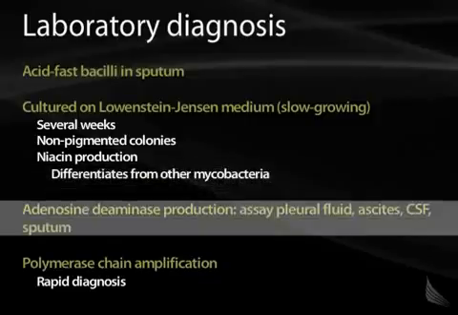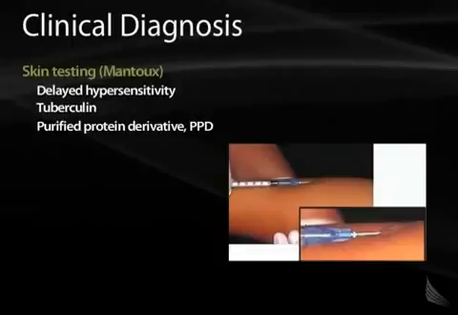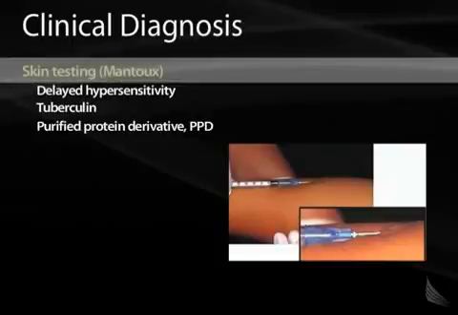You can get adenosine deaminase production. You can assay that in pleural fluid, in the ascites fluid, in CSF, or in sputum. Fortunately, we have a rapid PCR diagnosis, which allows us to get it much sooner than the weeks that it takes to grow. Clinical diagnosis often depends on skin testing with the Mantoux test.